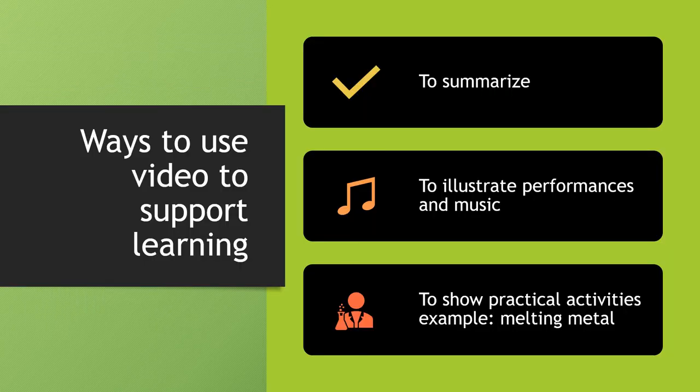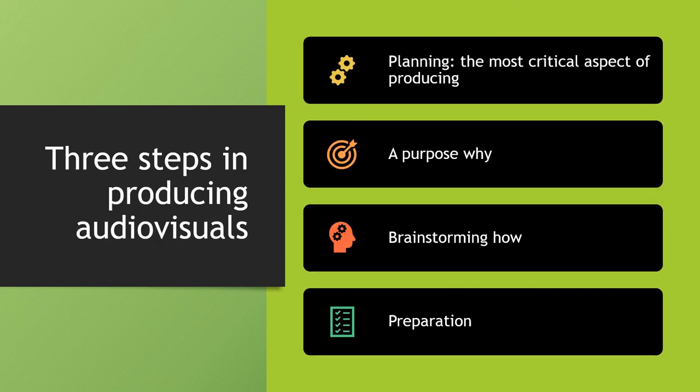To summarize, to illustrate performance and music, to show practical activities. Planning. The most critical aspect of producing. So before making your visual aids, we must plan first, right? So planning helps us to be more specific on what we are doing, and also we can do it step by step. So we must plan ahead of time. A purpose why? So what is the purpose of what you are doing?